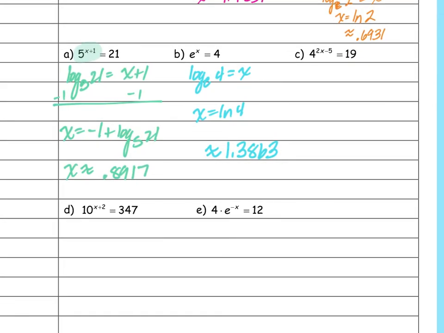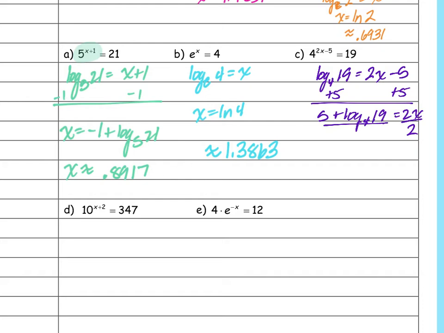Next, it's already by itself, so I can rewrite this as a logarithm. So log base 4 of 19 equals 2x minus 5. Add 5 to both sides, and I get 5 plus log base 4 of 19 equals 2x. Divide by 2. Put this whole thing into my calculator, and I should get x is approximately equal to 3.5620.